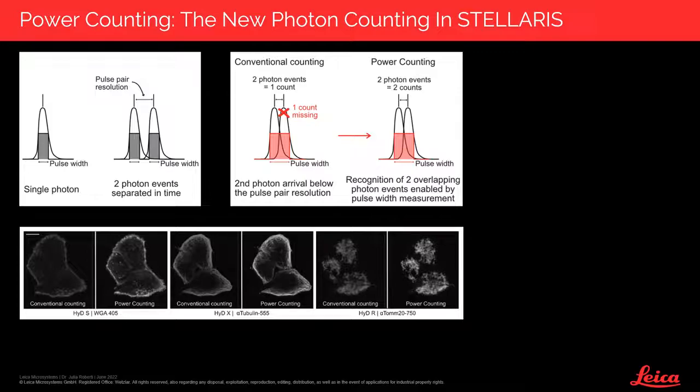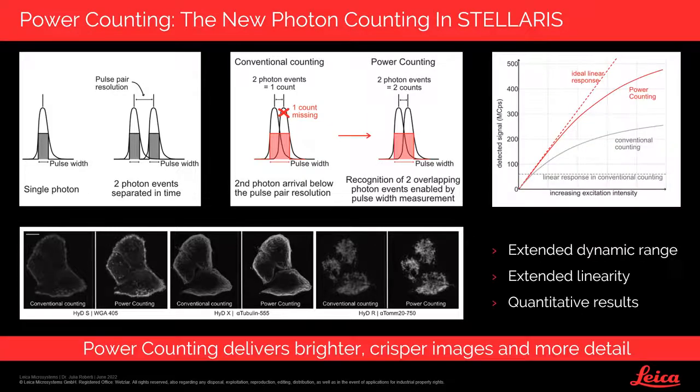Talking about quantitation, we can translate the benefits of power counting by looking at the recorded signal as a function of the excitation intensity. What we see here, power counting, is the red solid curve. We see an enhanced dynamic range compared to conventional counting, where the linear response is really at this low level.